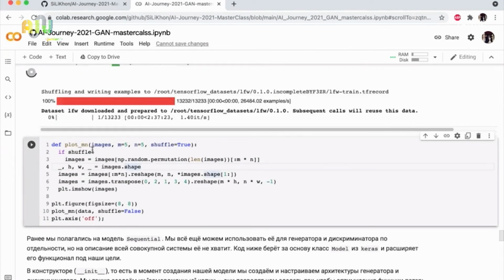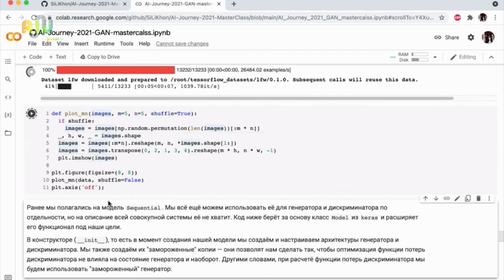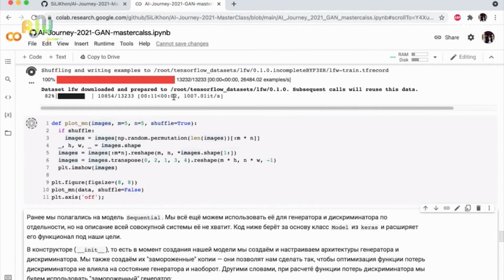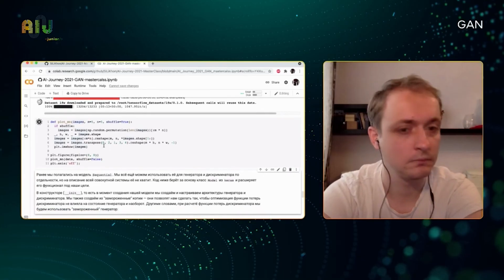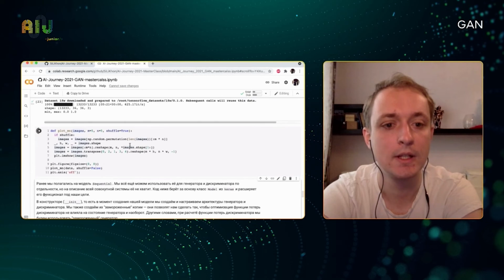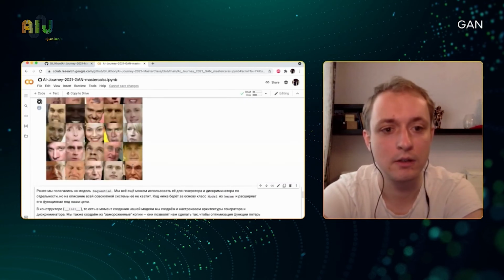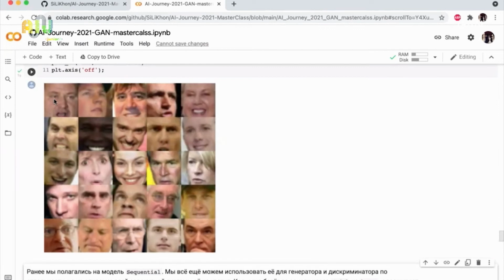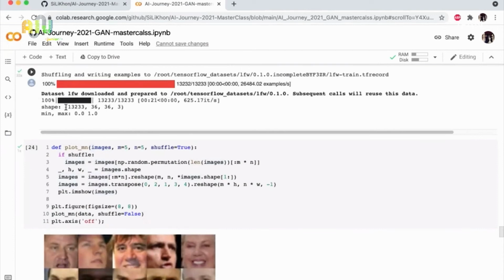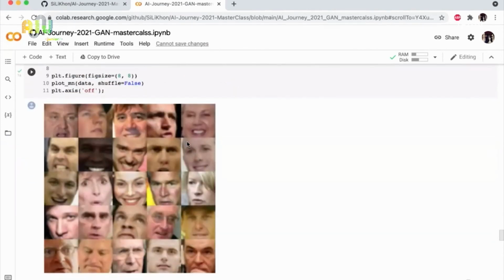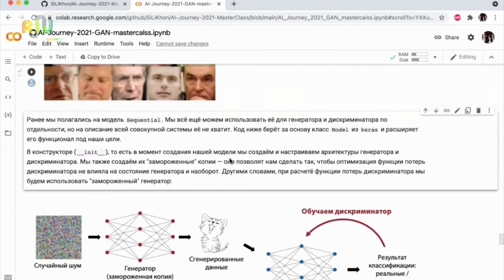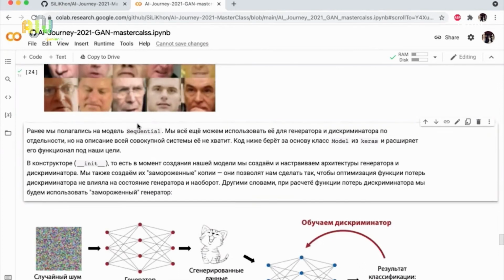And the next box is just a function that will select a set of faces and draw them next to each other in the shape of a matrix. So we will see the visualization. Okay, we see a matrix of images. We see only 25, but in reality, there are 13,000 of them there. So it's a large data set, a set of images, and we're going to implement the GANs scheme on them.